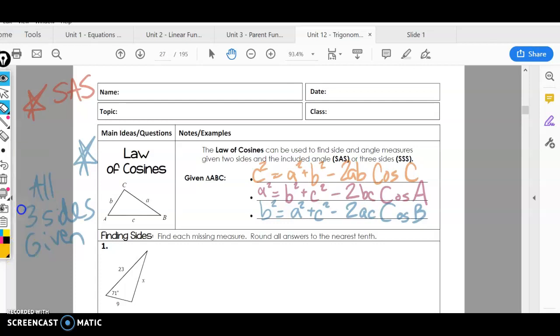Let me show you a visual example. Let's say we're given this side here, and let's say we're given this side here. And then we're given the angle right here in between. Then we use the law of cosines instead of the law of sines. What you have to get good at and practice is identifying, from what's given on the triangle, whether it would be easier to use the law of cosines, or whether it is possible to use the law of sines.